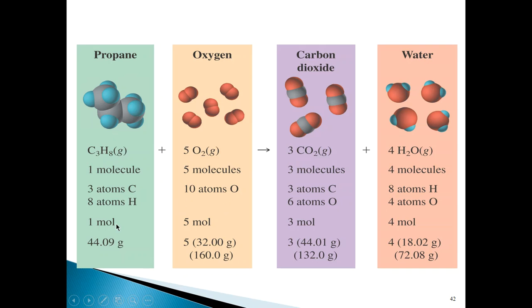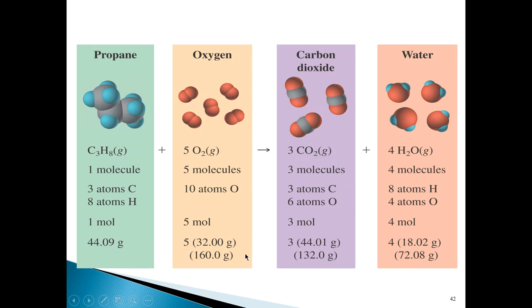We can also interpret the equation based on the mole relationships between the different substances. And we're going to talk about the mole concept later on. But for now, you can look at this in terms of the mole. 1 mole of propane will react with 5 moles of oxygen to form 3 moles of carbon dioxide and 4 moles of water. So at the molar level, the coefficients in the balanced equation are the same as at the microscopic or molecular level.